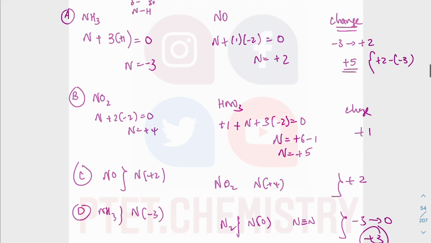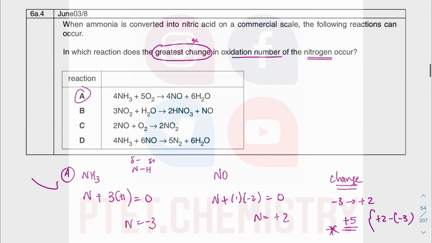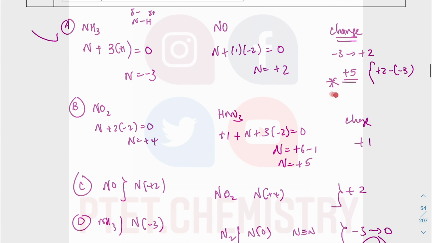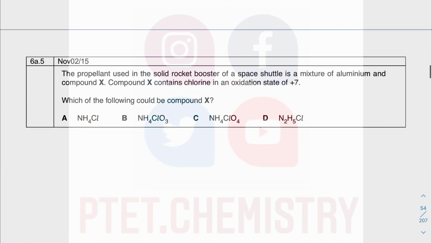So the biggest is going to be plus 5. So A is going to be your answer. That's the one that's going to give you the greatest change in oxidation number of the nitrogen. And there's no way of telling A is the answer until you actually work through the rest of them one by one, yeah, very quickly as well. The rules of the calculation of oxidation state should be something common in A level already.